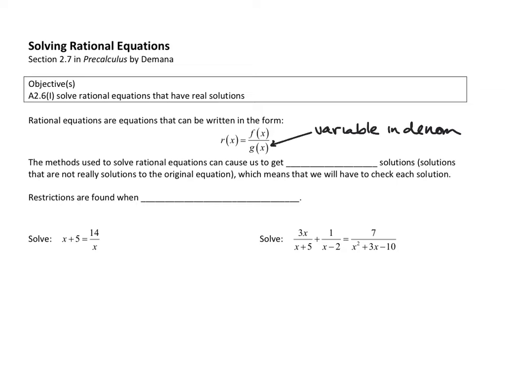Now, sometimes when we solve rational equations, we get extraneous solutions, which are solutions that are not really actual solutions to the original equation, which means that we have to check each solution that we get to ensure that it is not one of my extraneous solutions. But remember, for rational equations, restrictions to the domain, which include our extraneous solutions, are found when the denominator of the original equation is equal to 0, because you can't divide by 0.